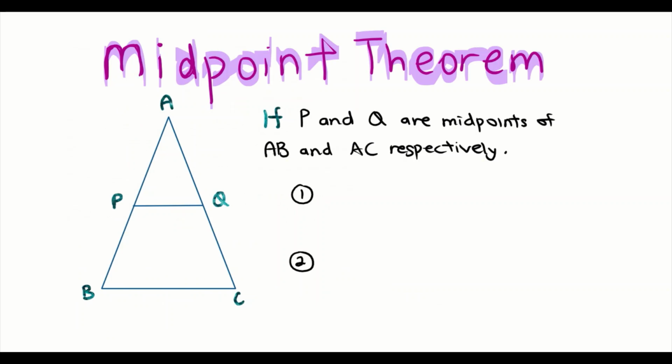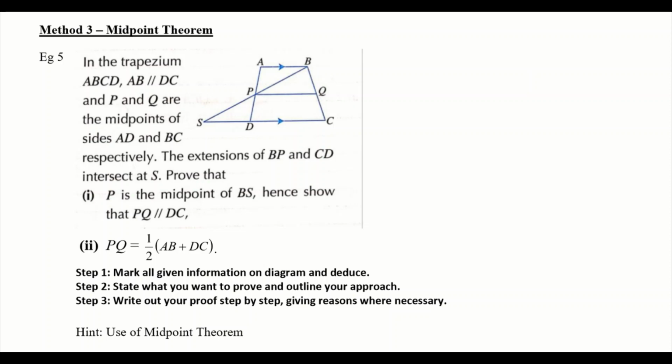For midpoint theorem, it starts off with: if P and Q are midpoints of AB and AC respectively, then there are two results. The first result is that PQ will be parallel to BC. And secondly, PQ will be half of BC. So now let's go back to the question.